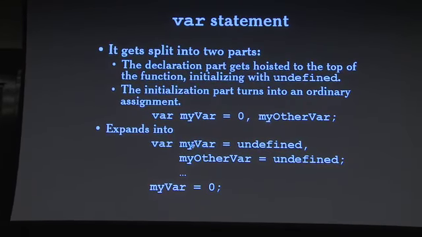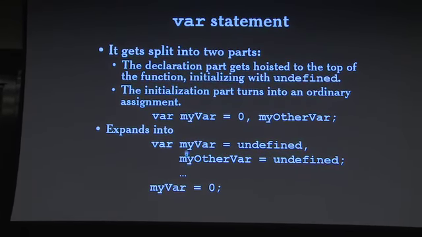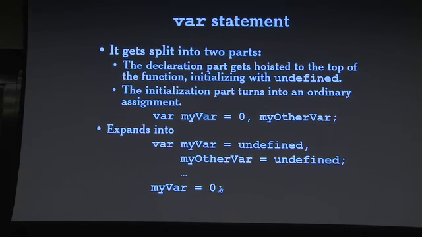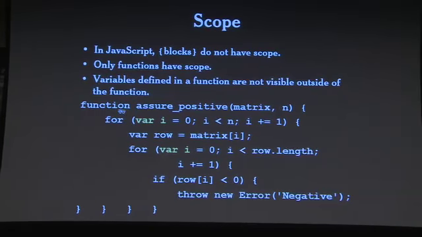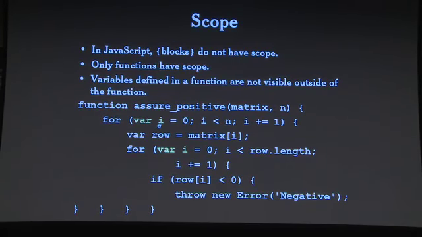Declaring a var just expands it out into two declarations where my var equals undefined and my other var equals undefined, and then the initialization happens. So this function would work in Java. It would work in PHP. But in JavaScript, it doesn't work. Because there's not a new variable i here. There's only one variable i, and it's hoisted up and declared right here and set to undefined. And then it's overwritten. This program will run forever. It will not terminate because i is not redeclared here.